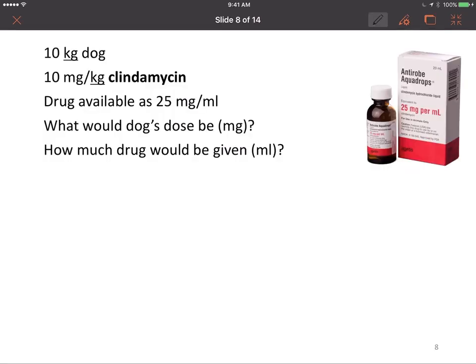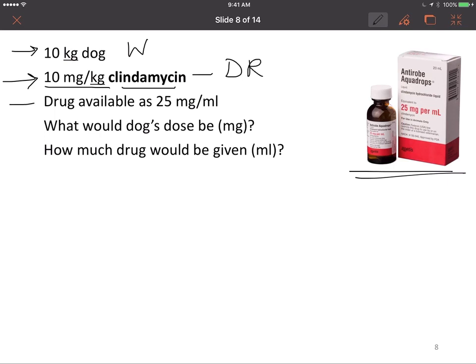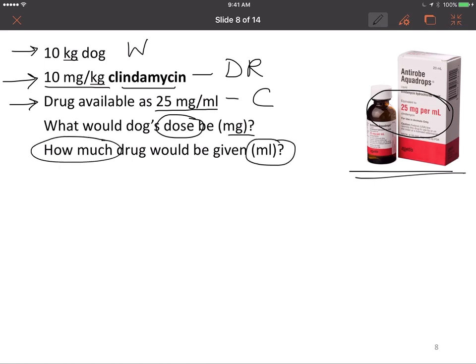Okay, let's try a dose calculation example. We're going to use our clindamycin over here on the right that I just showed you in the previous slide. We have all our information on the left. Our patient is a 10 kilogram dog. That's the weight. The orders given are for 10 mg per kg of clindamycin. This is the dosage rate. We know the available drug we have is at a concentration of 25 mg per mil. The question asks first, what's the dog's dose in milligrams? And then second, how much of the drug are we going to give in mils?